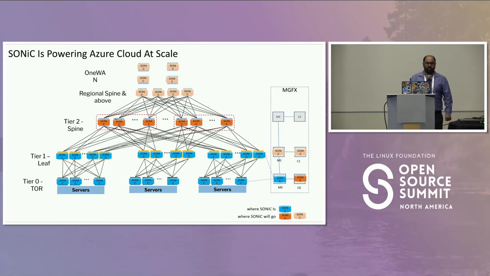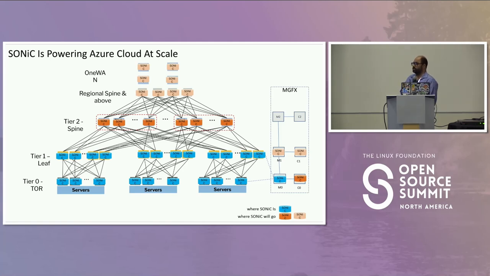This is a glimpse of how SONiC is powering Azure Cloud. There are multiple layers in the network. Tier zero is the top of rack, tier one is the leaf, tier two is the spine, and then we have WAN and above. The blue indicates where we have already enabled SONiC. Most of tier 0 and tier 1 already have SONiC enabled. Tier 2 is currently in progress, and we've been working on that.